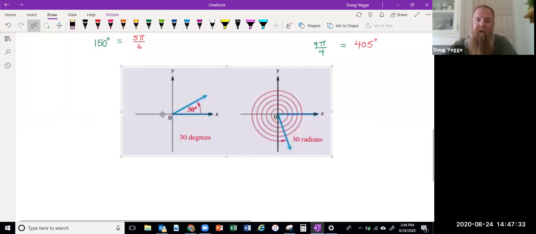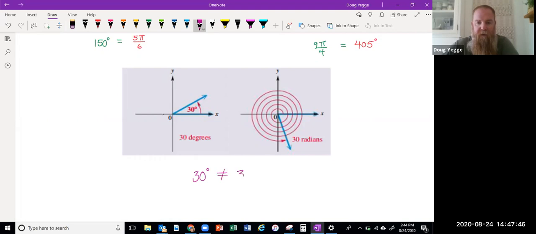Before moving forward, I want to just demonstrate real briefly the difference between 30 degrees and 30. So 30 degrees is not equal to 30 radians. 30 is a real number. It's a real amount of radii that has traveled around the circle. Degrees is just an arbitrary measurement. So there's a real big difference between calculating sine of 30 degrees and calculating, say, sine of 30.